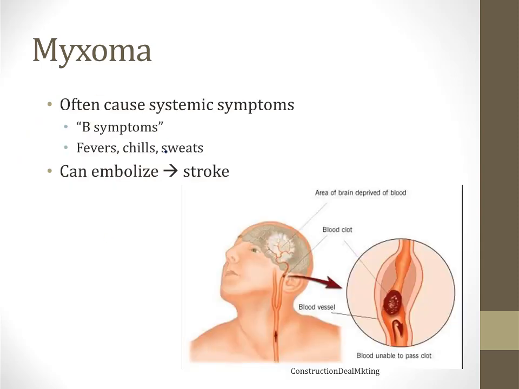Patients who develop myxomas often have systemic symptoms, which are called B symptoms. These are symptoms like fevers, chills, and sweats. In addition, a piece of that mobile myxoma can break off and embolize and cause a stroke. So one of the risks among patients who have myxomas is that they may develop a stroke.